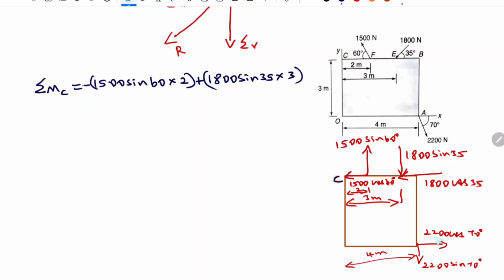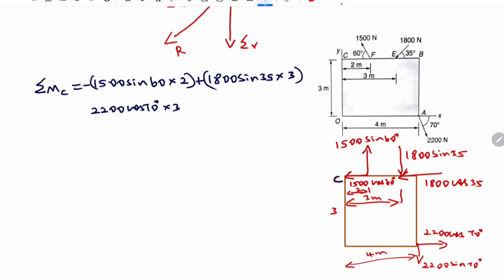Now coming to the 2200 cos 70. So this is actually the 2200 cos 70. The distance is given, it is actually 3 meter that is given in the problem. So the force is 2200 cos 70 degree into 3.